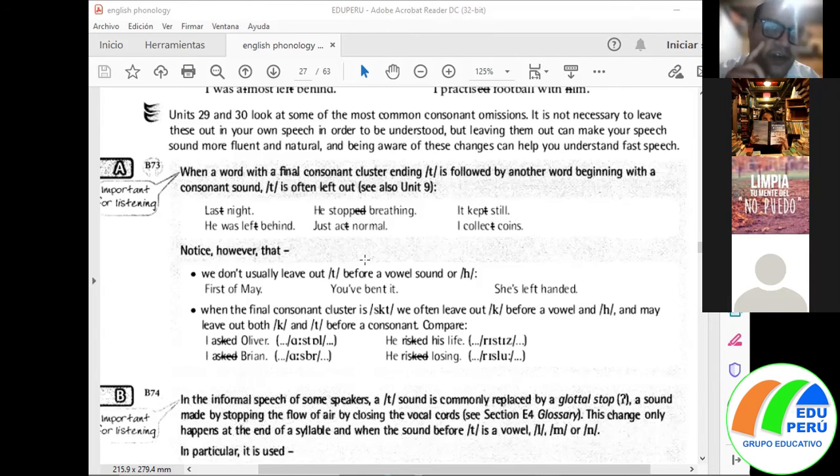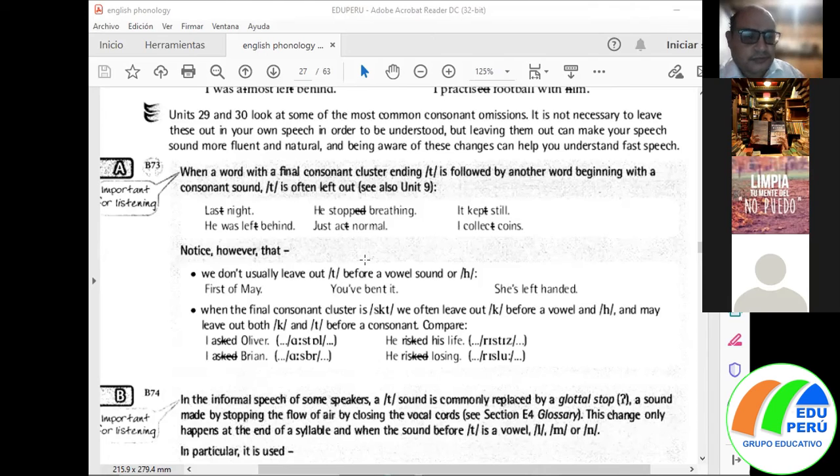All right. Now, notice, however, there are some exceptions. We don't usually leave out ta before a vowel sound or ha. First of May. Now you're making linking, no elision. First of May. Why? Because consonant plus vowel, no? You bent it. Again, consonant plus vowel, you put it together. She's left-handed. So you don't omit it.